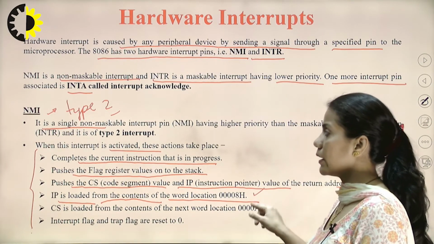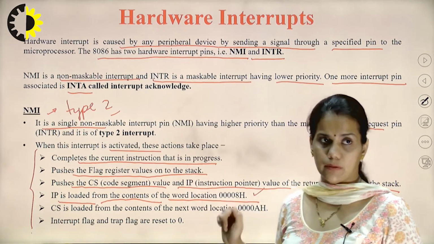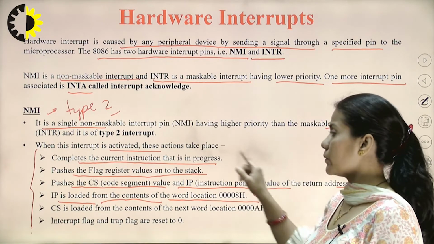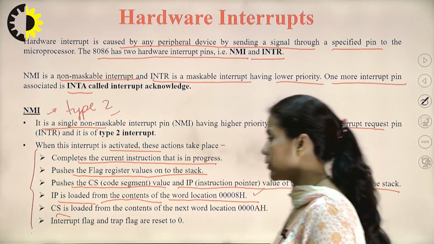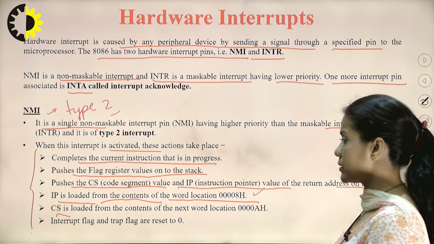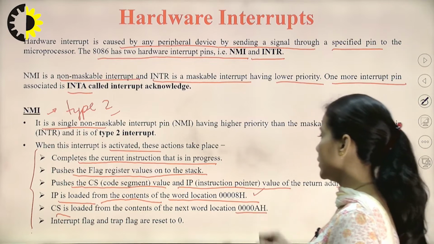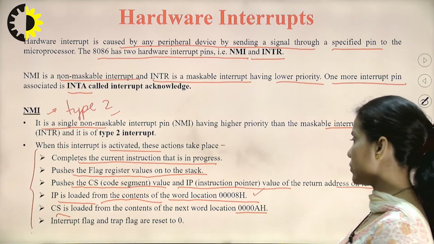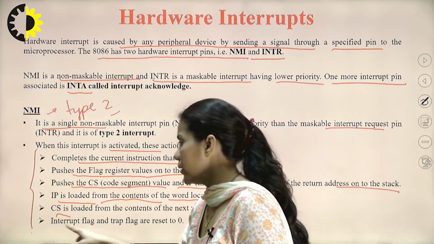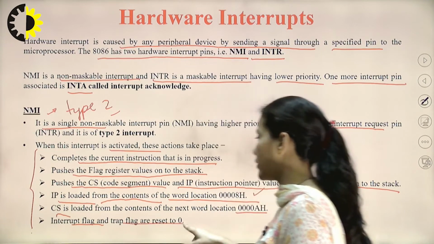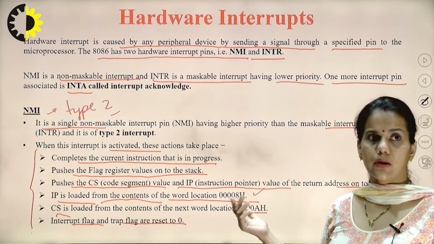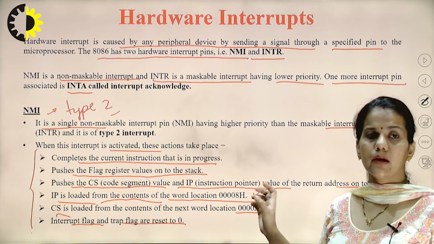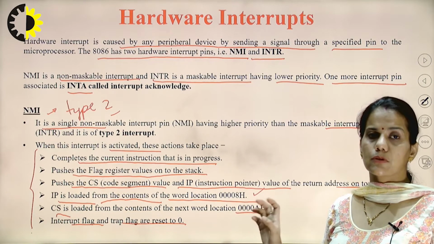This vector address corresponds to NMI. So this has to be loaded into the IP, and the next address that corresponds to the CS, code segment register, has to be loaded, that is 000AH. Now the interrupt flag and trap flag are reset to 0. So these are certain steps which are executed whenever the interrupt NMI arrives on the 8086 processor.